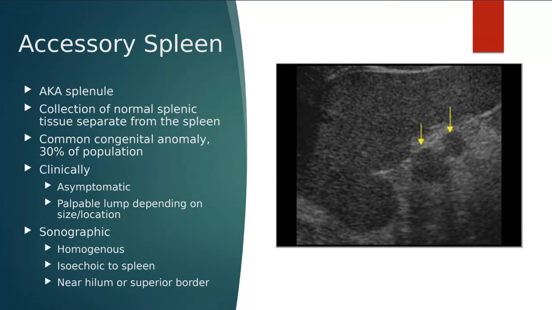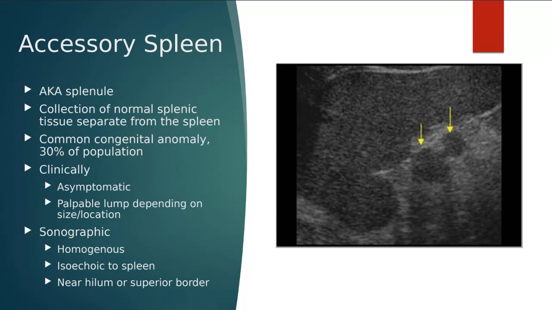They're typically going to be 1 centimeter in size or less. We're not really seeing these really large splenules. They're all going to be give or take around 1 centimeter. Clinically, the patient will be asymptomatic, but they may have a palpable lump depending on the location of where it is. So usually they're going to be located near the hilum. So that's what this picture is showing, right in that hilum of the spleen.